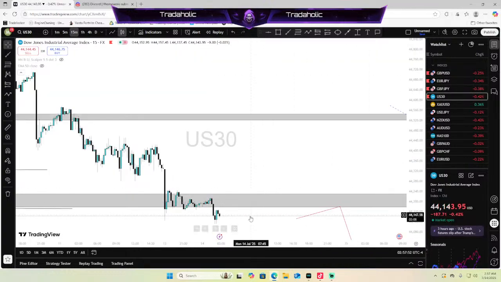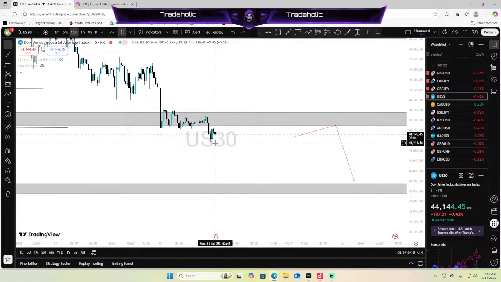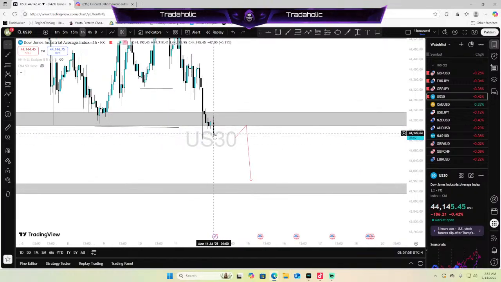So this US30 setup that I was looking at is playing out. We got a break right over here, and it's giving us a retest right now. I'm not going to take it though, because I already won on the day, so I don't have to take it.